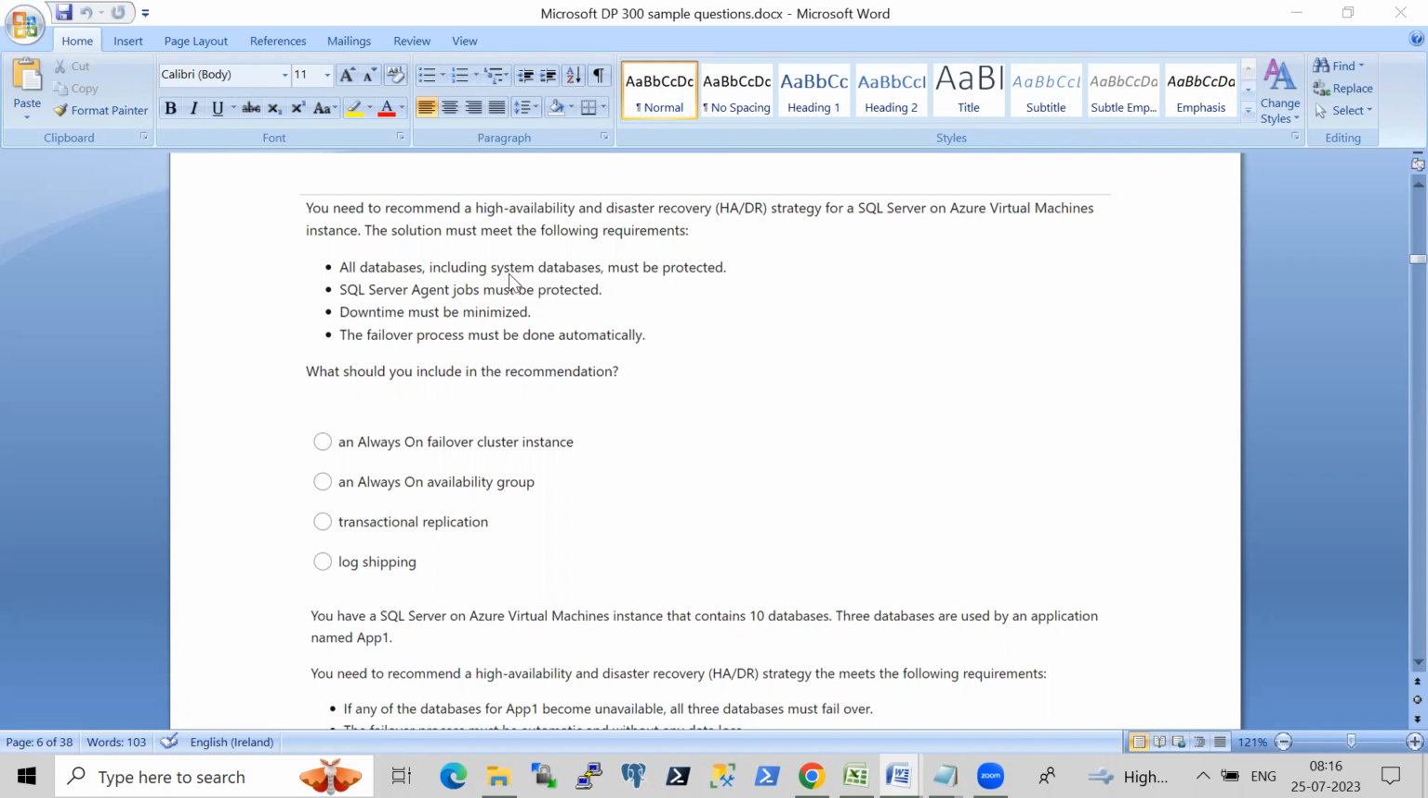When he says system databases must be protected, then and there itself we can ignore the rest of the options, because Always On availability groups are only for user databases. They can't be for system databases. And transactional replication, as you know, is only for certain tables. And log shipping, no way I can configure log shipping for system databases. So my answer should be Always On failover cluster instance. A few questions are very easy, a few questions are a bit complicated.